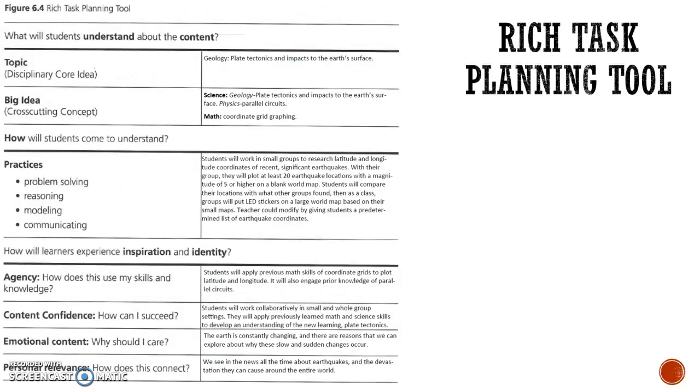So for practices, the students are going to work in small groups to find the latitude and longitude coordinates of recent significant earthquakes. And then with their group, they're going to plot at least 20 of the earthquake locations of magnitudes 5 or higher on the blank world map they're given. Then students would compare with other groups what they found, and then with the LED stickers on a large classroom map, they'd be able to represent the coordinates they found. The teacher could modify it by giving the students just a predetermined list of earthquake coordinates, but that would be up to the classroom.